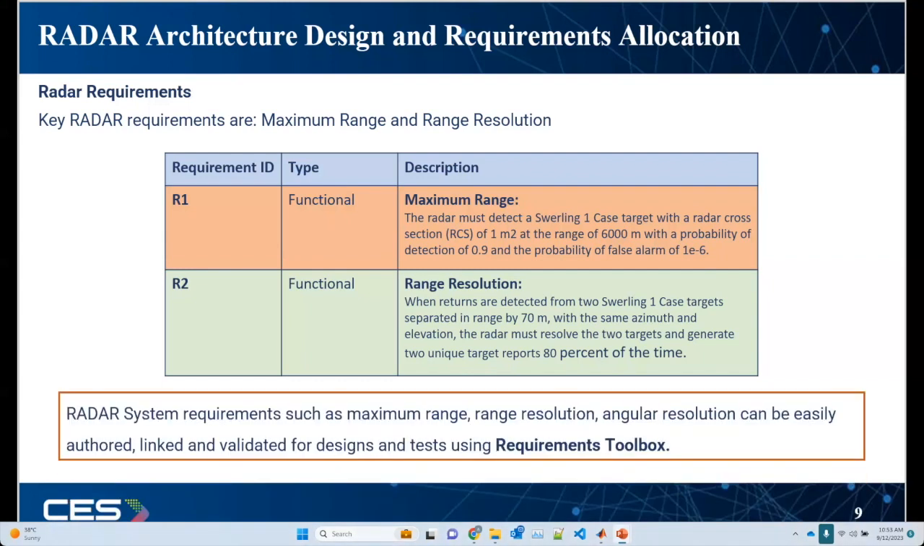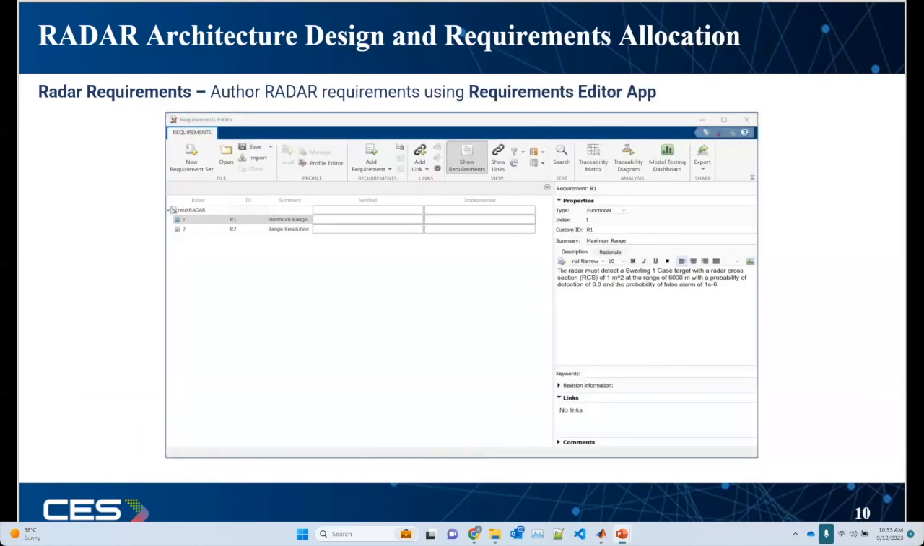Radar system requirements such as maximum range, range resolution, and angular resolution can be easily authored, linked, and validated for designs and tests using Requirements Toolbox. With Requirements Toolbox, we can define radar requirements using the Requirements Editor app, which is an app inside Requirements Toolbox. So we can now move to MATLAB and show you how we can use this app.